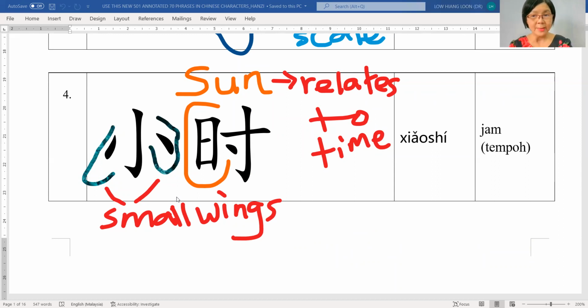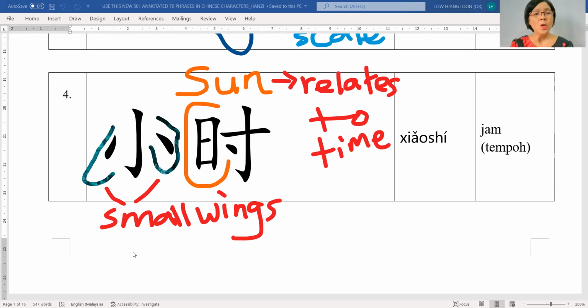So you should know number 4 relates to time. The first character is sayap kecil. So this is 小时. 小时 is hour. So why does hour relate to the sun radical? Because in the olden days, people had no clock. So how did they know whether 1 hour had passed, or 2 hours? They would see the shadow of the sun. Up to here is already after 1 hour. Up to here is already after 2 hours.